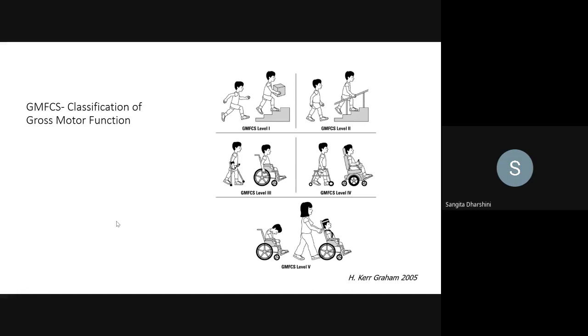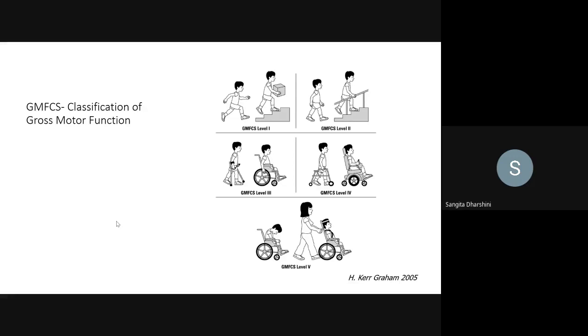As you can see, indoors, outdoors, they basically ambulate with a wheelchair. Somebody needs to push them. They have very poor neck and head control, and they usually need help to maintain the posture of their head and neck.